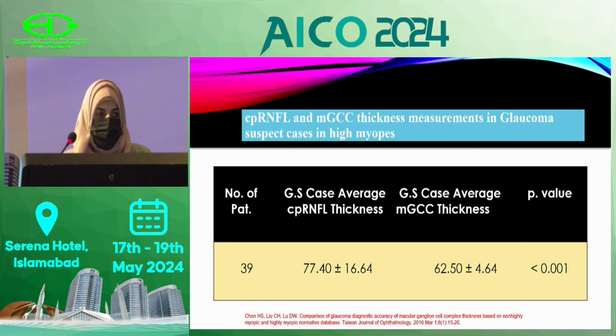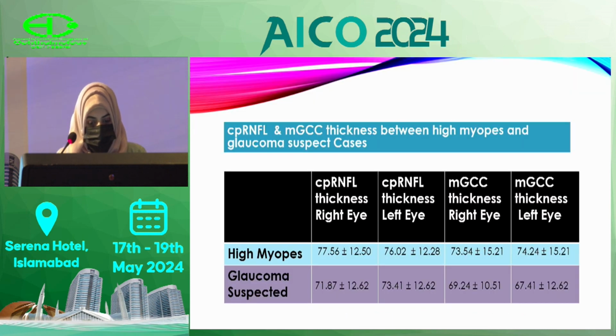The p-value of our study is positive, because similar to results in other studies, RNFL thickness also decreases in high myopic patients, and GCC thickness is the main criterion for glaucoma diagnosis. But in high myopes, for differential diagnosis, the RNFL thickness is 71 and GCC thickness is 73. There is a 5 to 6 micron difference between normal emmetropic eyes and high myopic eyes.